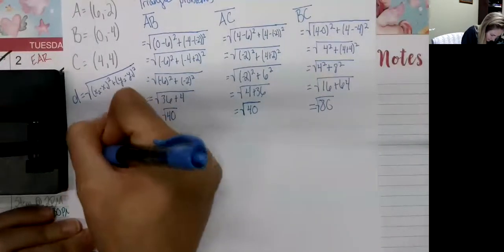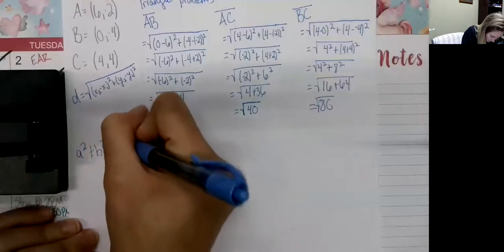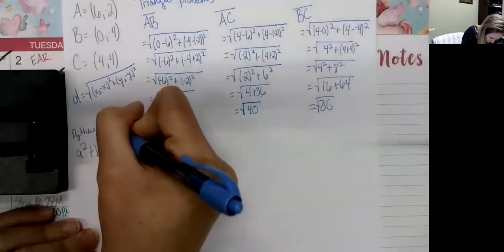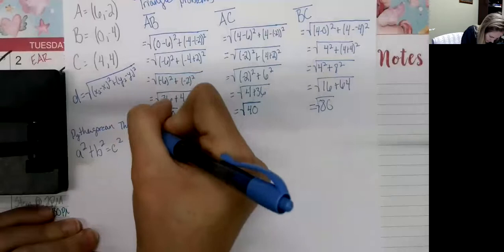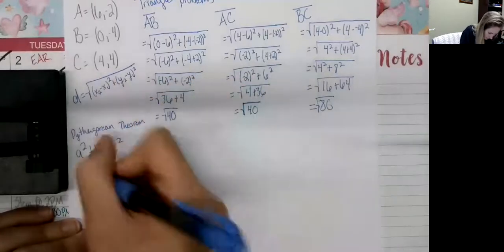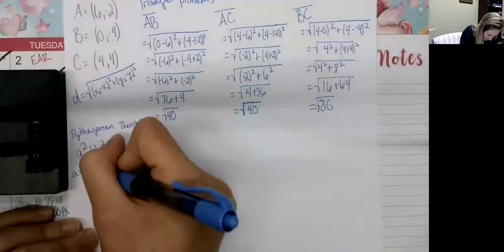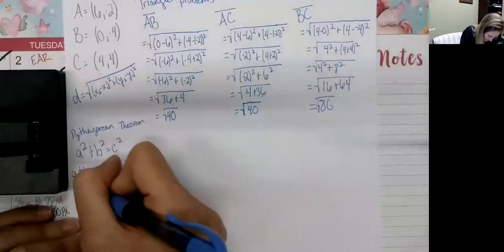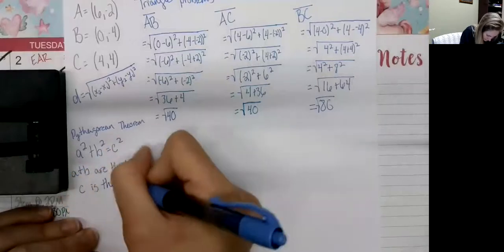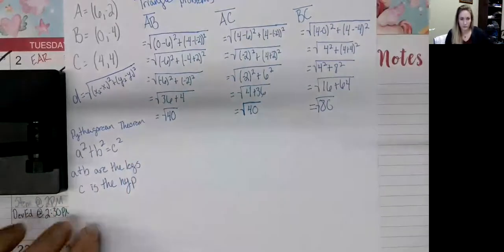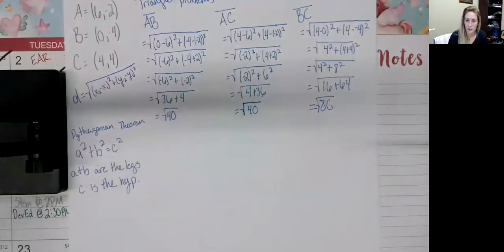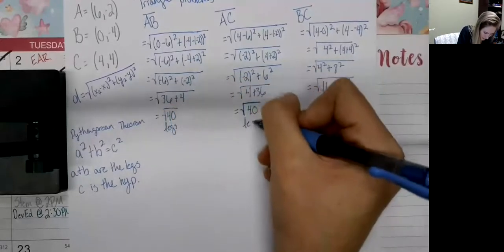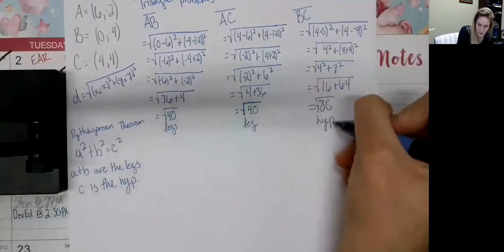Now, when we're proving that this is a right triangle, we use the Pythagorean theorem. A squared plus b squared equals c squared. Where A and B are the legs, and C is the hypotenuse. So when we get to this point, the two shorter sides are our legs. So leg, leg, and the longer side is the hypotenuse.